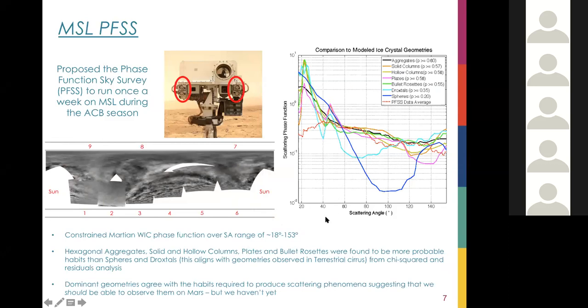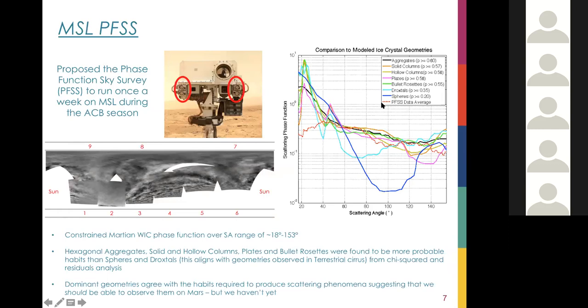And on the right, you can see our results where the red dashed line is our derived mean phase function, and it's compared with those 7 different models that I showed you previously. We were able to do it over a range of 18 to 153 degrees in scattering angle. And then we did a goodness of fit test with a chi-square analysis and p-test to see which of the models best agreed with our derived phase function. And we found that aggregates had the best fit, and then plates and columns and bullet rosettes had slightly less, but still good fit. And then droxels and spheres, which are these blue curves, had the worst fit.